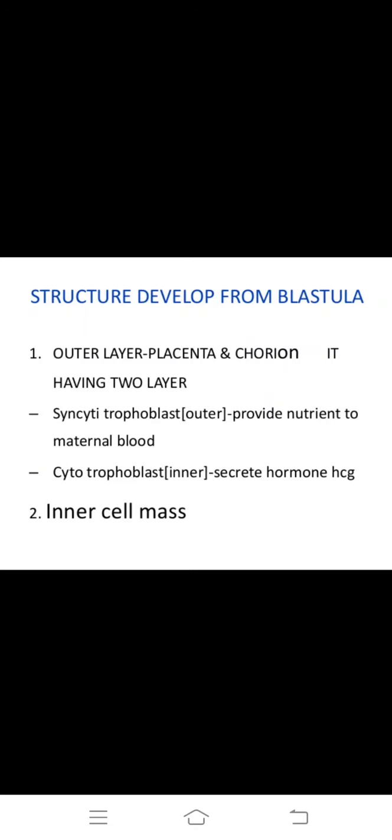If the mother is pregnant, the urine test for HCG will show 2 lines. So, human chorionic gonadotropin. The trophoblast secretes the hormone HCG. The inner cell mass is important for this secreted hormone HCG.